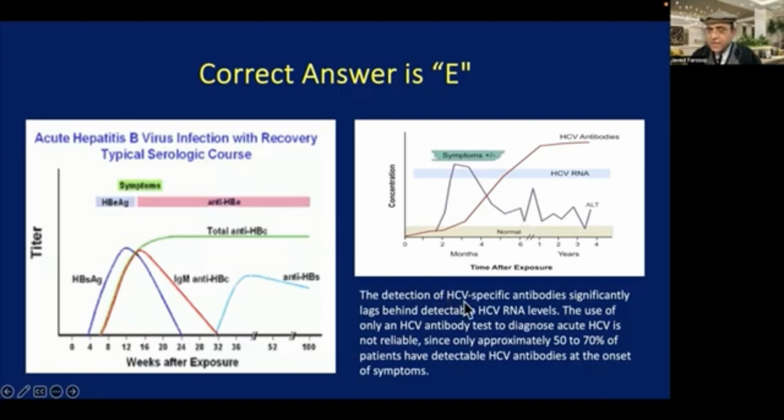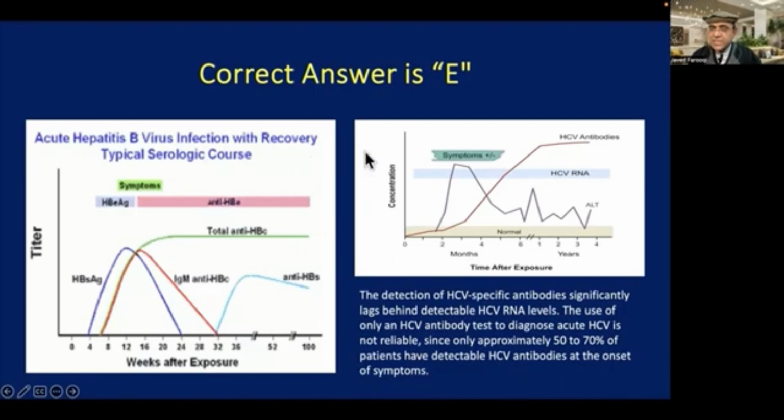So detection of HCV specific antibodies significantly lags behind detectable HCV RNA levels. The use of only an HCV antibody test to diagnose acute hepatitis C is not reliable, since only approximately 50 to 70% of patients have detectable HCV antibodies at the onset of symptoms.